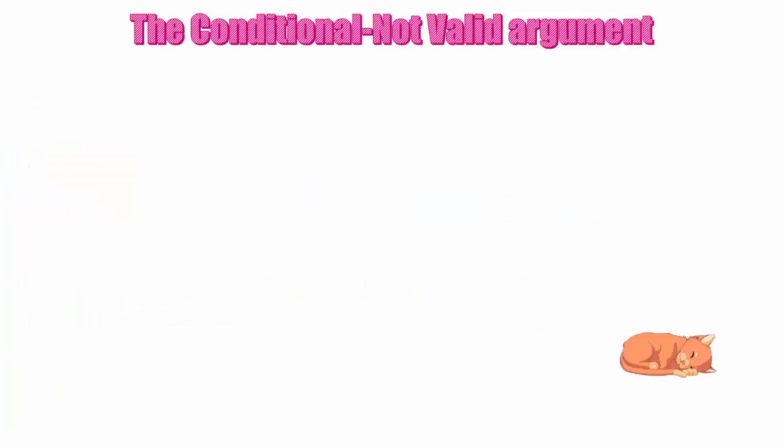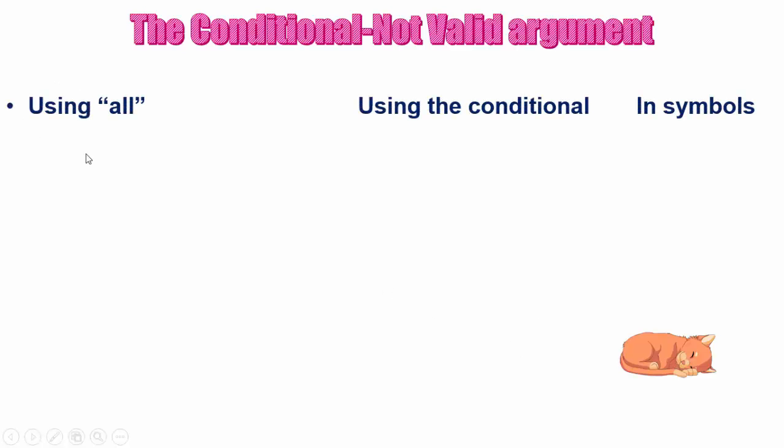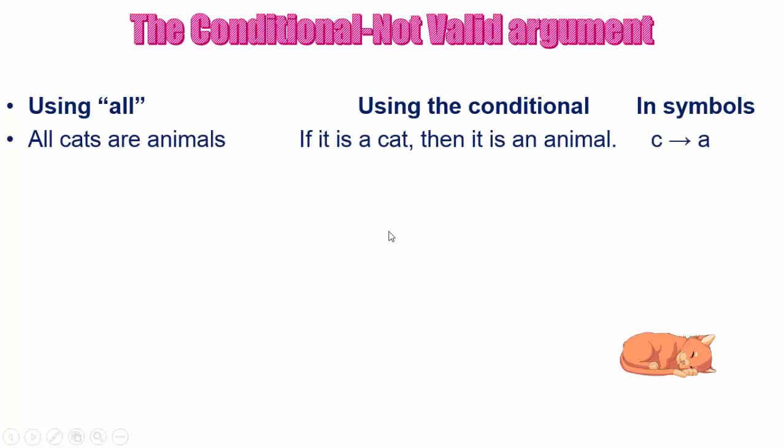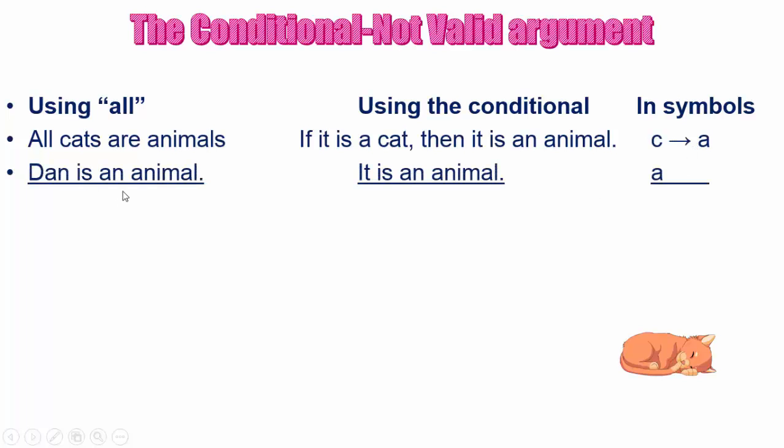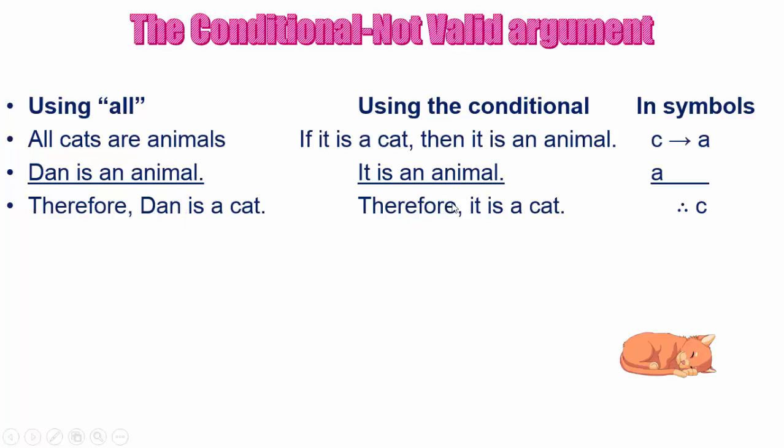There it matches. Let's look at the argument that wasn't valid, about Dan. We start out with "all cats are animals." Then we put it in the conditional language: if it is a cat, then it is an animal. And then in symbols: if C, then A. Now we add in the second premise about Dan. Dan is an animal. Using the conditional, we drop the specifics about the name, so we just say it is an animal, and in symbols, just A. And then we have our conclusion: therefore Dan is a cat, therefore it is a cat, and there are the 3 dots, therefore C.